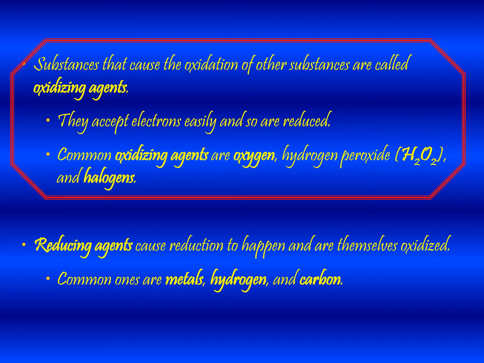So an oxidizing agent will accept electrons easily and be reduced. Common oxidizing agents are oxygen itself. Oh, that's why it's called oxidation. Hydrogen peroxide and all of the halogens, in the fluorine, chlorine, bromine, iodine family. Reducing agents cause reduction to happen, so they themselves are oxidized. Examples of reducing agents are most metals, other than the noble metals, hydrogen, and carbon. Got it?